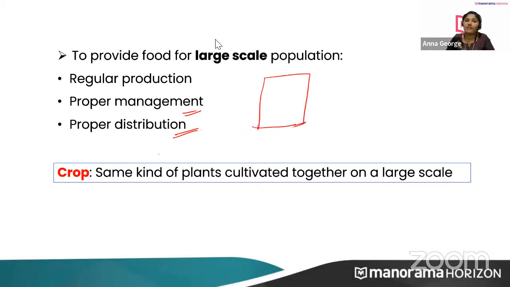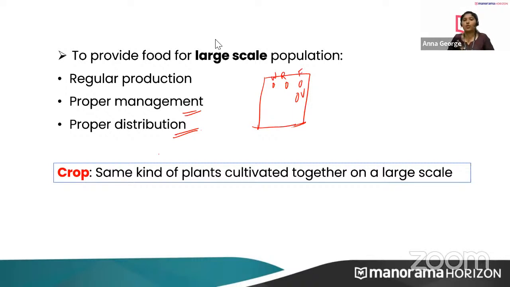Okay, we have a wheat plant here, a rice plant here, a fruit tree here, and a vegetable here. Can we consider this as a crop? This is wheat, this is rice, this is a fruit plant, and this is a vegetable?